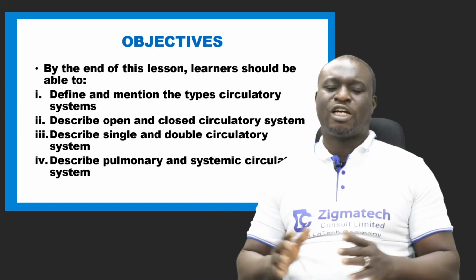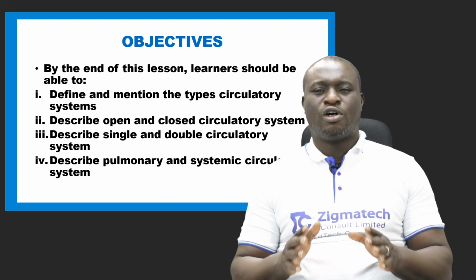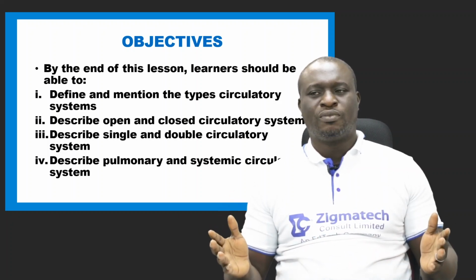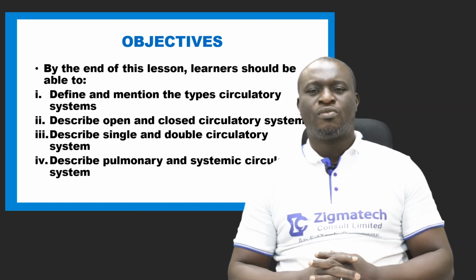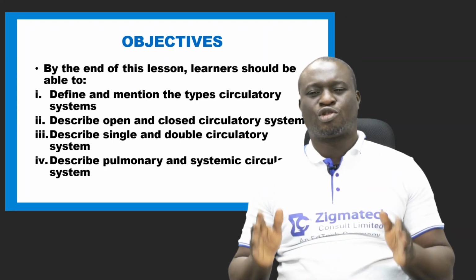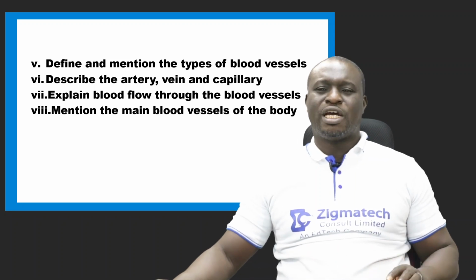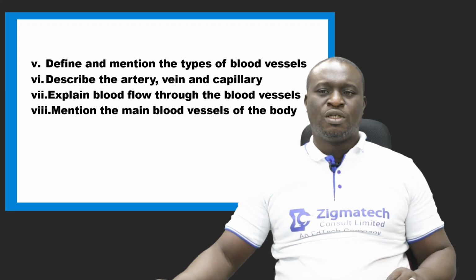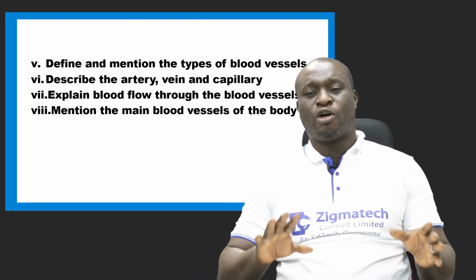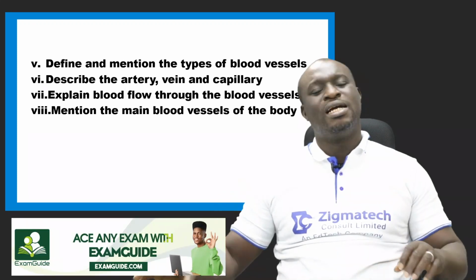And then our specific objective is by the end of this class, you should be able to define and mention the types of circulatory system. Number 2, you should be able to describe what we call open and closed circulatory system. Number 3, you should be able to describe single and double circulatory system. And number 4, you should be able to describe pulmonary and systemic circulation. You should also be able to define and mention the types of blood vessels, be able to describe the arteries, the veins, and then the capillaries. You should also be able to explain the blood flow through these blood vessels and mention the main blood vessels that are found in the body, mostly the arteries, okay?